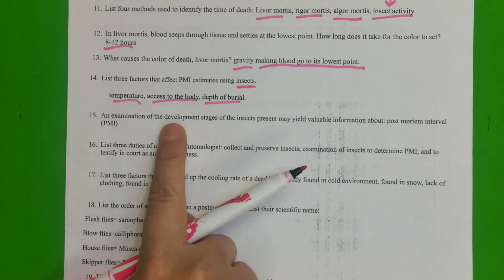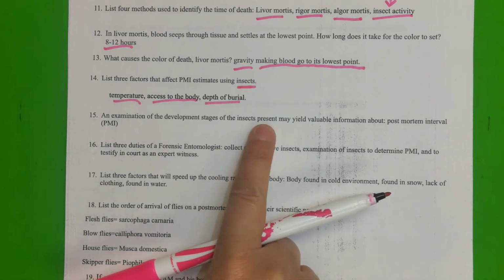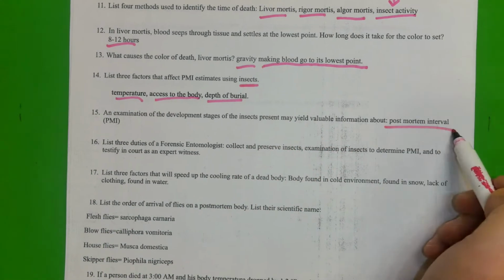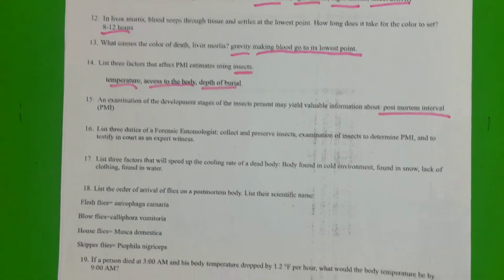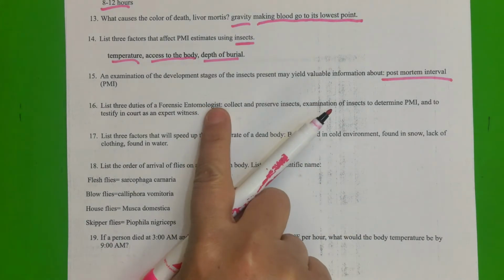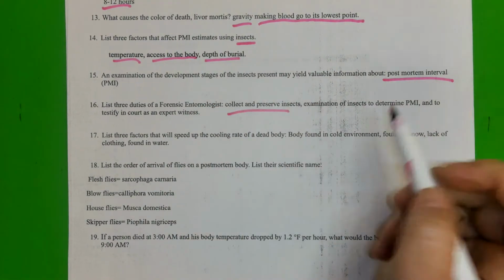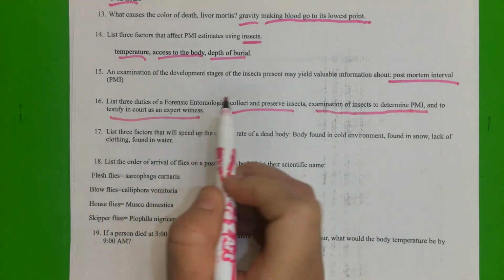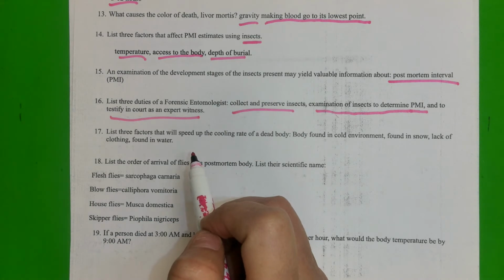Okay, an examination of the development stages of the insects present may yield valuable information about what? PMI. List 3 duties of forensic entomologists: collect and preserve insects, examine the insects to determine PMI, and testify in court as an expert witness.